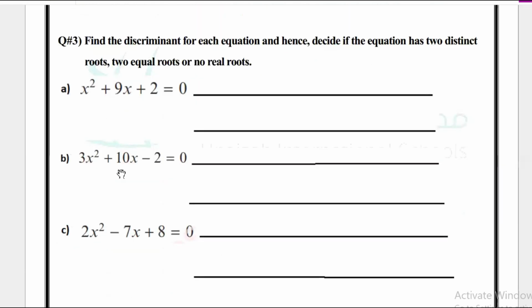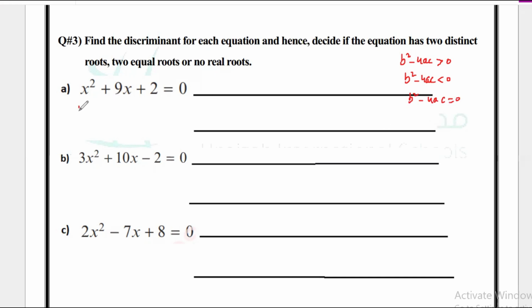Now next, question number 3, find the discriminant for each equation and hence decide if the equation has two distinct roots, two equal roots, or no real roots. So remember the inner part of the quadratic formula, which is b squared minus 4ac. When it is greater than 0, that means we have two distinct roots. If b squared minus 4ac is less than 0, that means no real roots. And if b squared minus 4ac equals 0, that means we have repeated or equal roots.